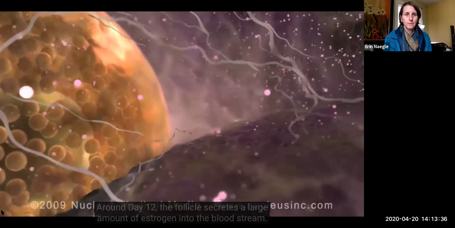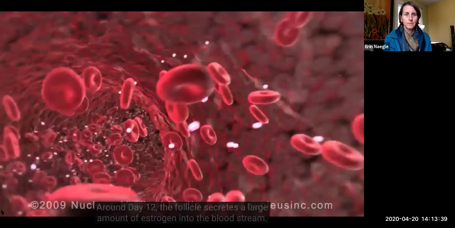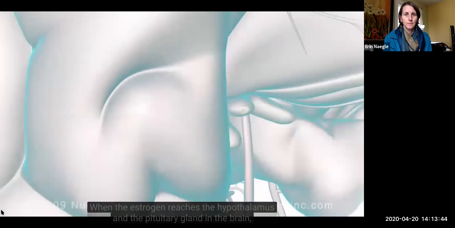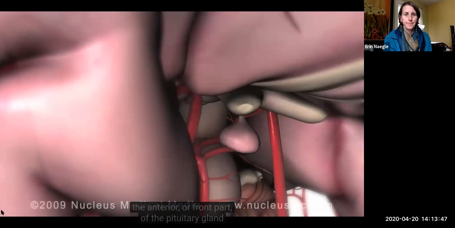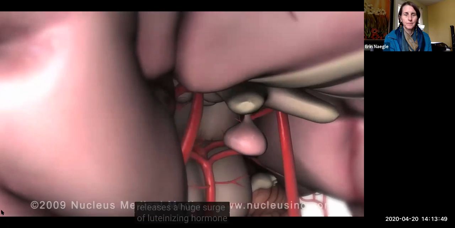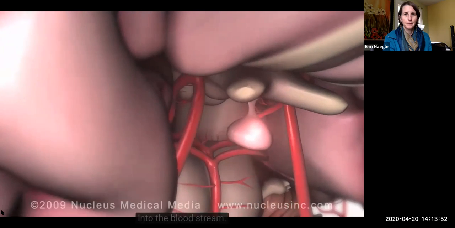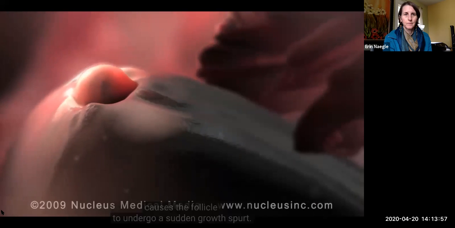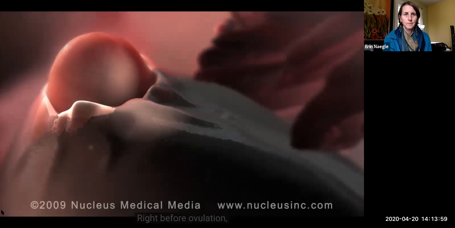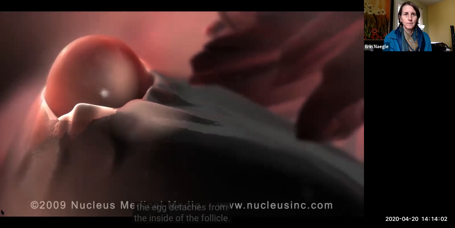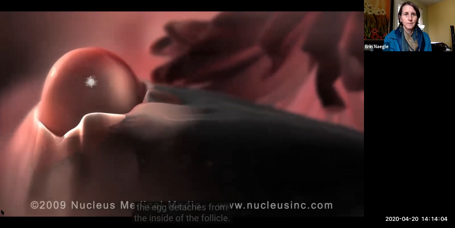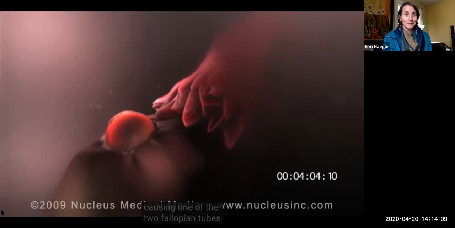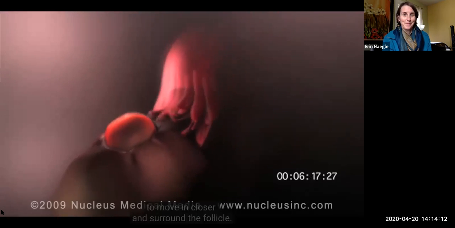Around day 12, the follicle secretes a large amount of estrogen into the bloodstream. When the estrogen reaches the hypothalamus and the pituitary gland in the brain, the anterior or front part of the pituitary gland releases a huge surge of luteinizing hormone into the bloodstream. Around day 14, luteinizing hormone causes the follicle to undergo a sudden growth spurt. Right before ovulation, the egg detaches from the inside of the follicle. The bulging follicle releases chemicals, causing one of the 2 fallopian tubes to move in closer and surround the follicle.